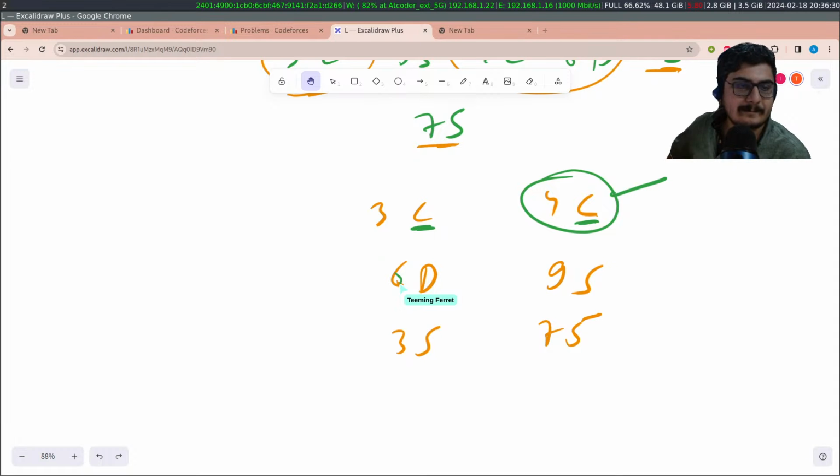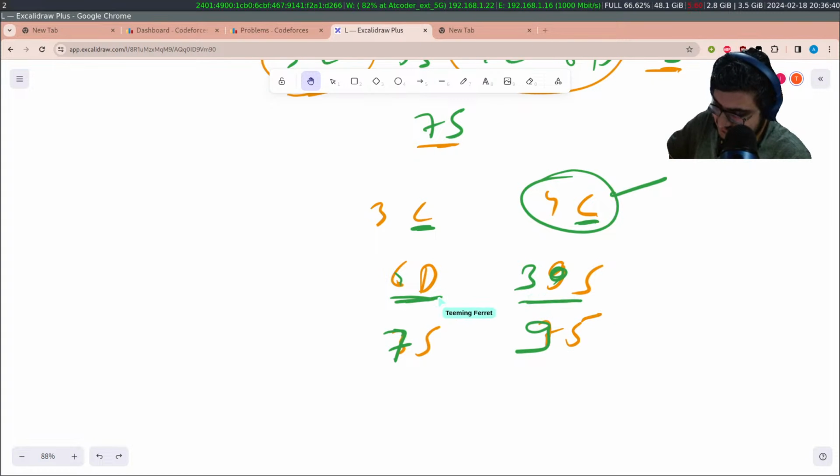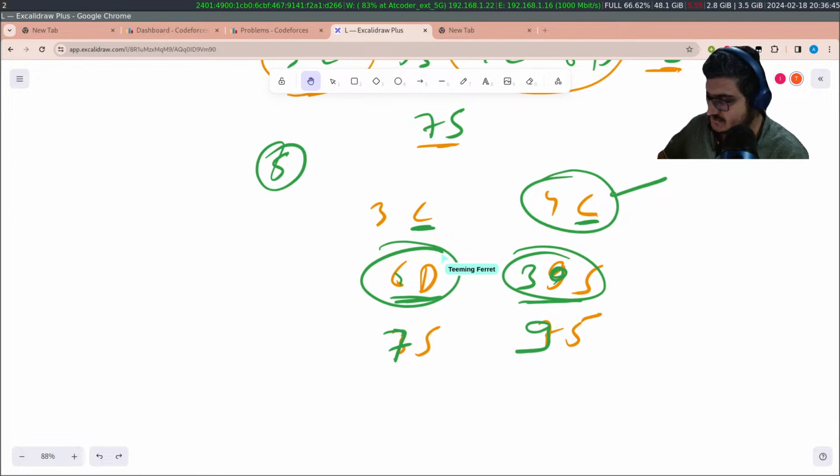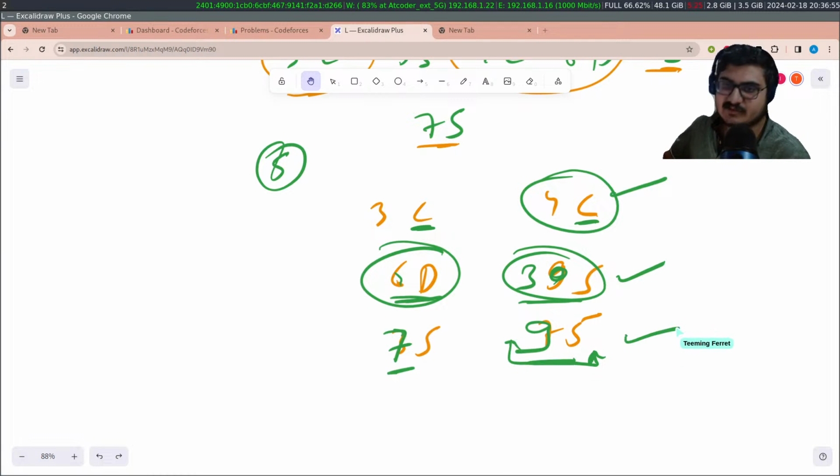In this case, let's just make it 3C. This is also a valid output. 3S can beat 6D because S is our trump suit. So any trump card can beat any of the non-trump cards. So this would be valid. And in this case, both of them are trump suit, so this one should have higher rank, and because 9 is higher than 7, this is also valid.